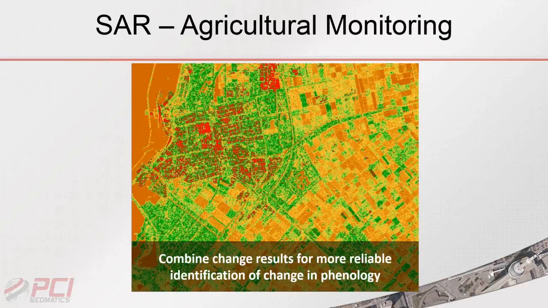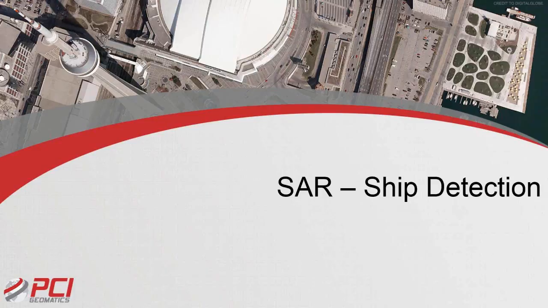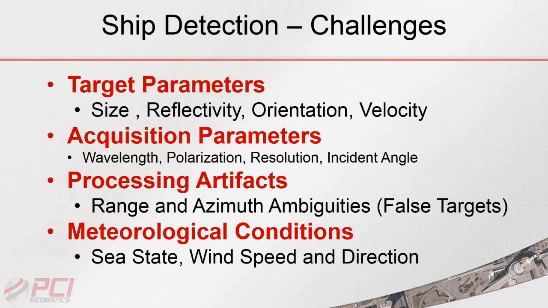Just a few other examples. So here I have an example of ship detection. So once again, we can use Geomatica to perform analysis on ships, so open ocean images, and trying to identify the specific location of ships. So we can leverage the fact that we have polarimetric information once again, and all of these tools at our disposal to address some of the typical challenges. So in terms of the target, some of the challenges are maybe the size of the target, the reflectivity or the type of material, the orientation and the velocity of that target. Other considerations include wavelength, polarization, resolution, and incidence angle.